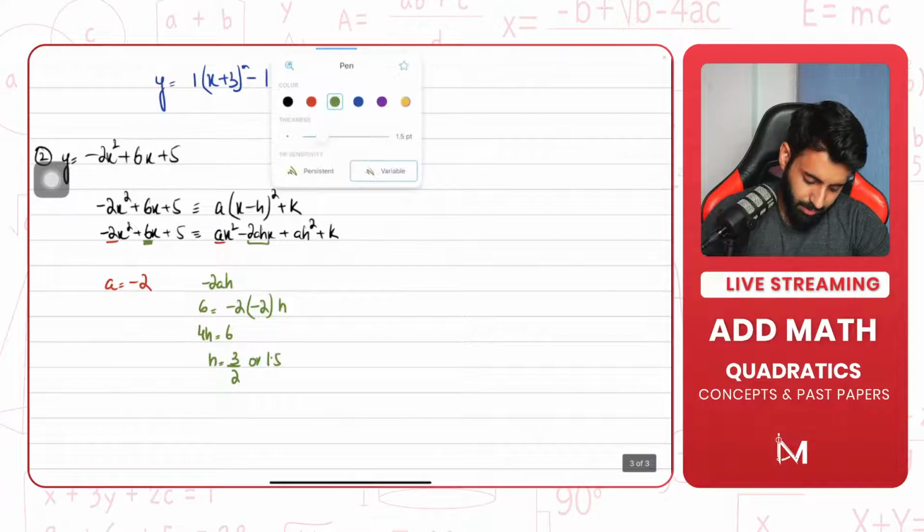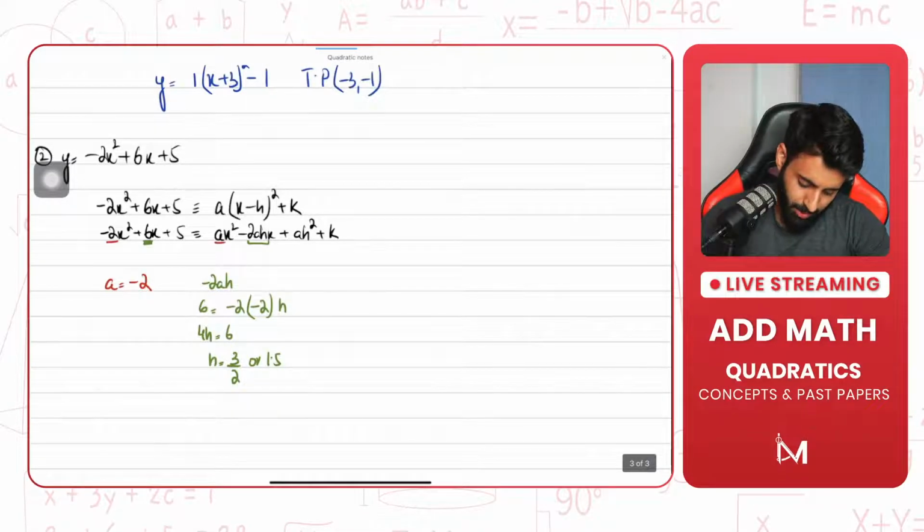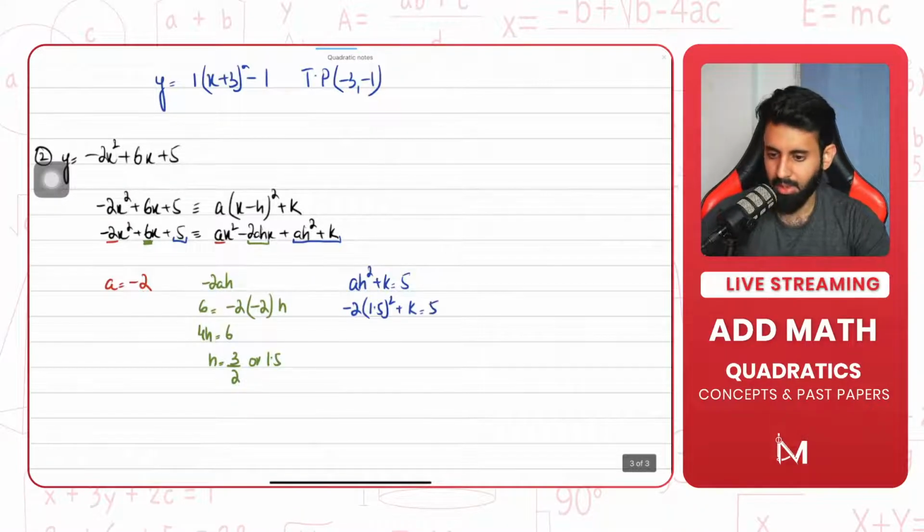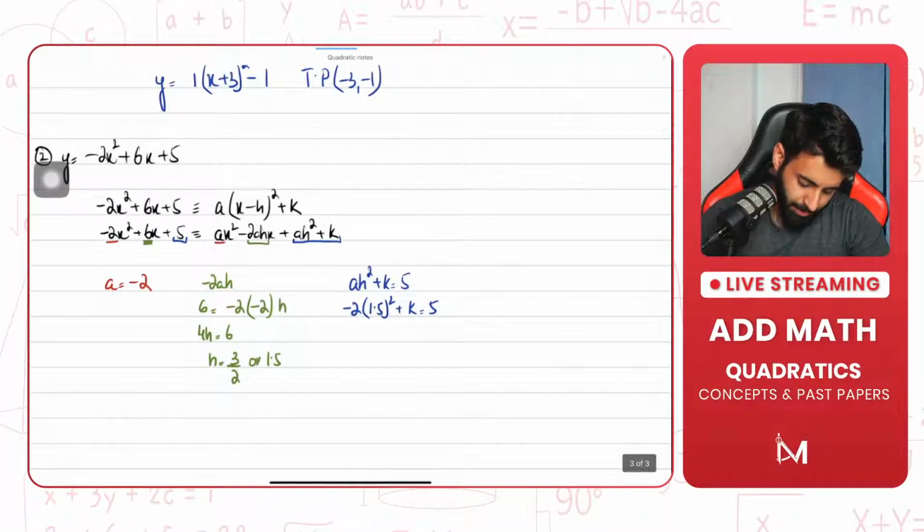Now to find out the value of k, here is what we are going to do. ah squared plus k is equal to 5. So ah squared plus k equals 5. Let's start plugging in the values. Minus 2 into 1.5 squared plus k equals 5. Let's simplify this and see what we get. 1.5 squared is 2.25. 2.25 into minus 2 is going to be minus 4.5, plus k equals 5. That means k is equal to 9.5.